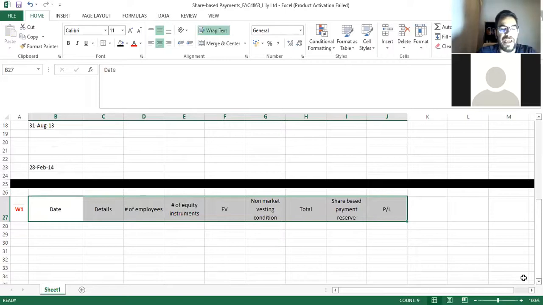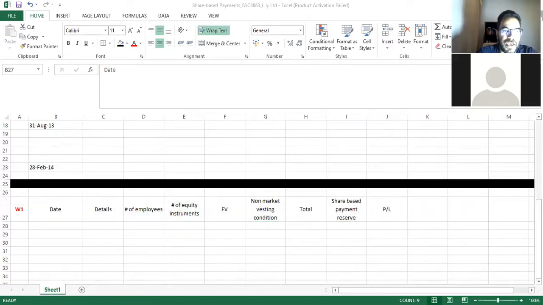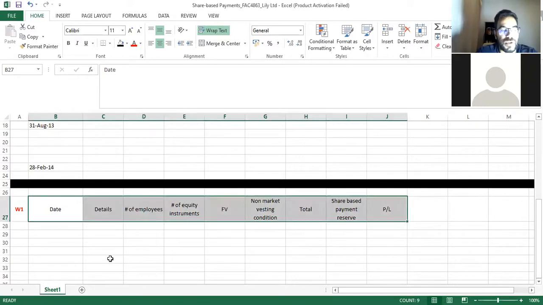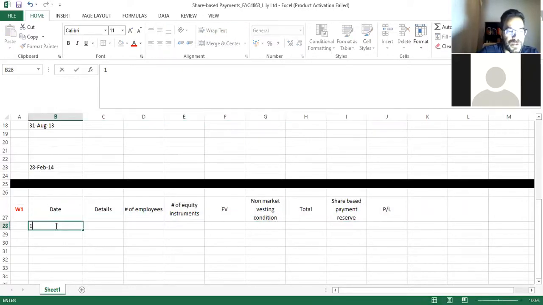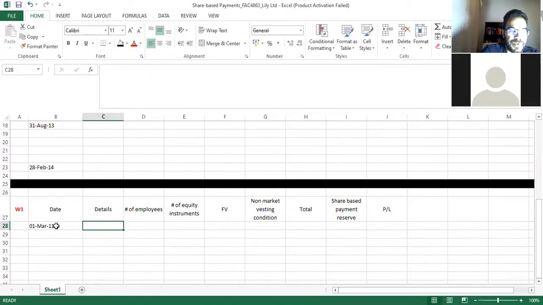So the first date basically would be 1 March 2011. So you can do it at that date. So let's just do it because it's immediate. So 1 March 2011. This is share options. This only relates to Mrs. Lilliam, so it's one employee. In another question, there will be multiple employees.